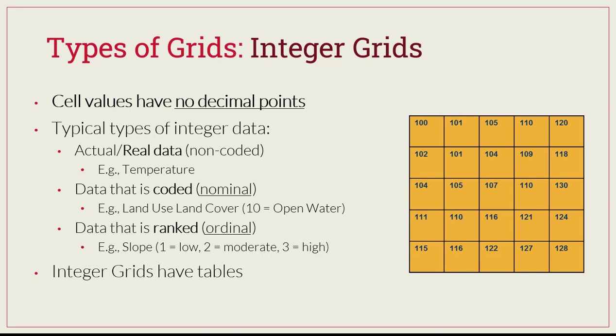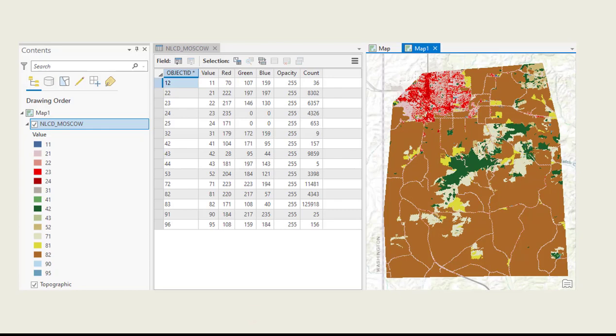What's nice about integer grid tables is that they do have tables, because some of your cell values in your data set are going to be similar. So there's probably going to be more than one of each value, so it has the ability to create a table that's going to be a short list of all of the values. And then it's going to go through and count all of the cells that have that particular value.